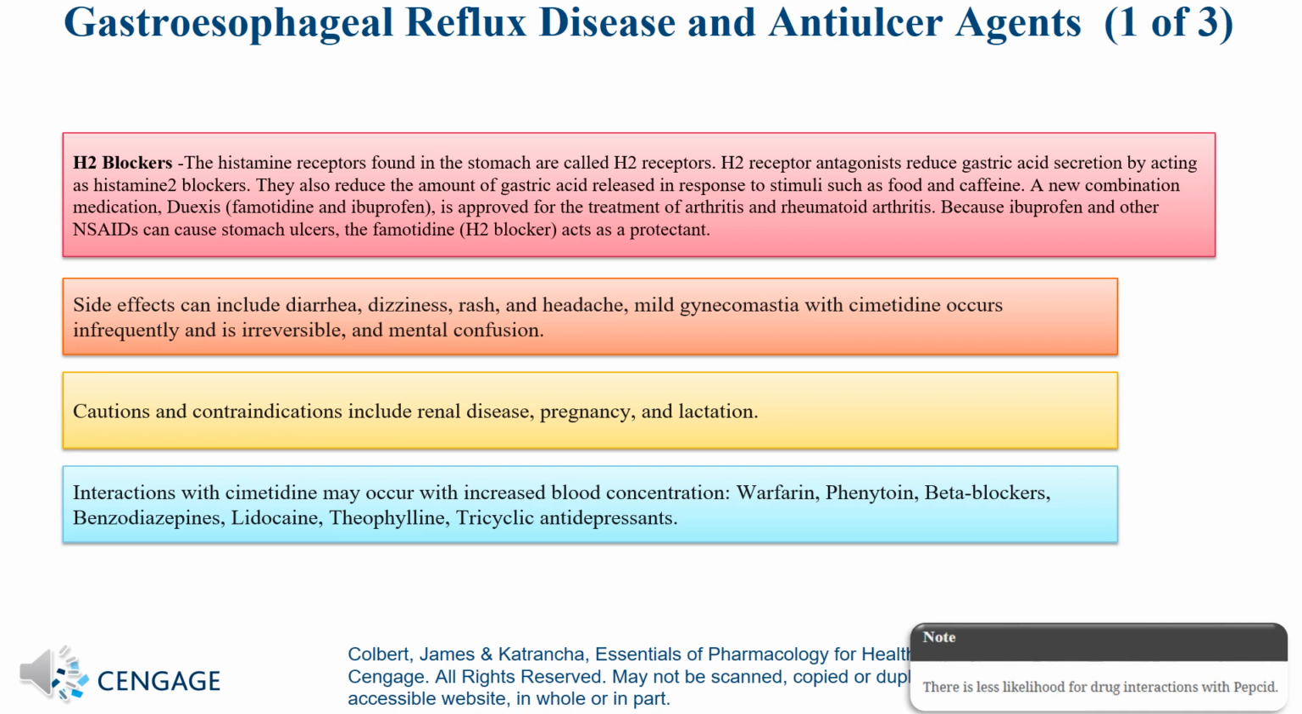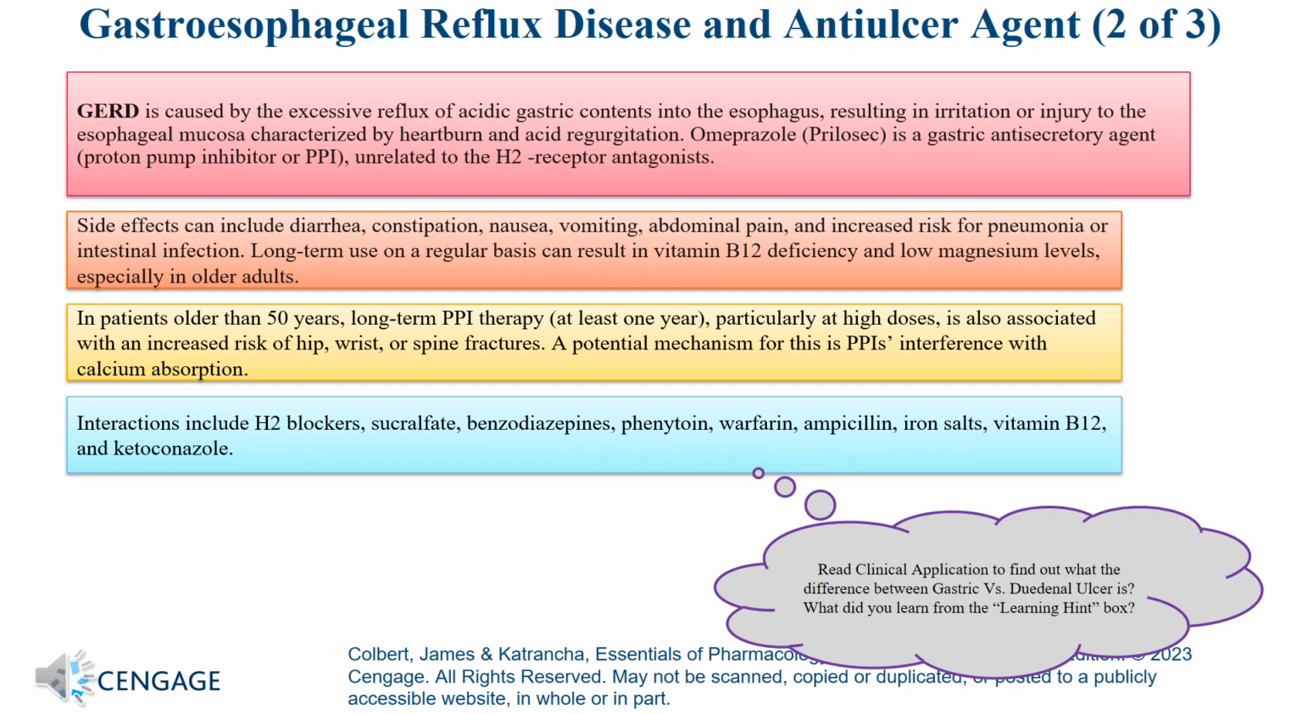A new combination medication, Duexis, which consists of famotidine and ibuprofen, is approved for the treatment of arthritis and rheumatoid arthritis. Because ibuprofen and other NSAIDs can cause stomach ulcers, the famotidine H2 blocker acts as a protectant. Look at your side effects that you can see on the screen, your cautions and contraindications, and look at the list of medications that can interact with it. Also, there is a side note, and it's very, very important that you know this: there is less likelihood for drug interactions with Pepsid.